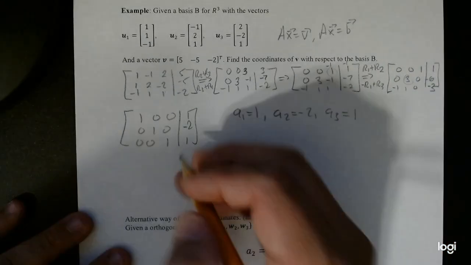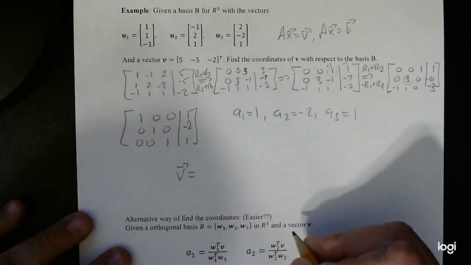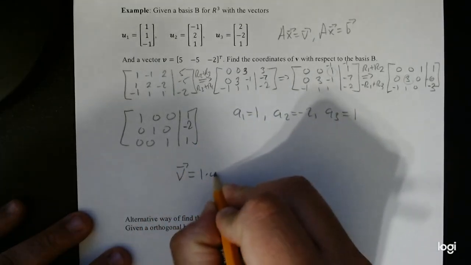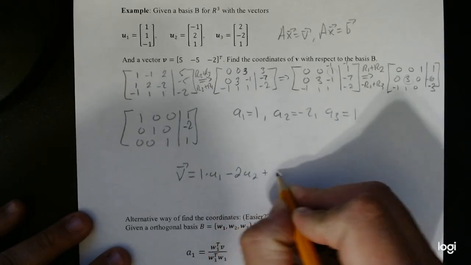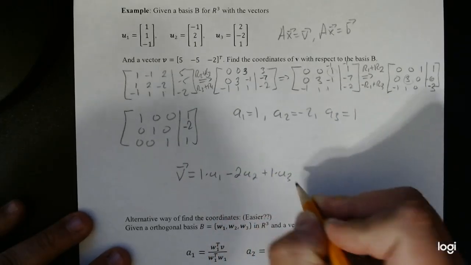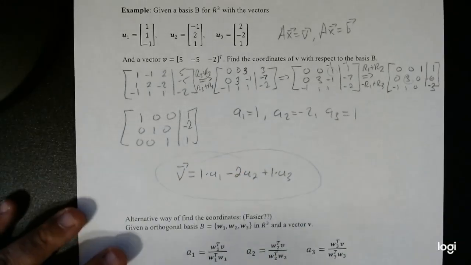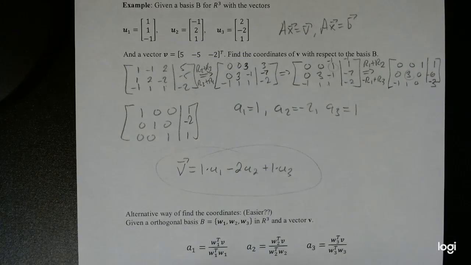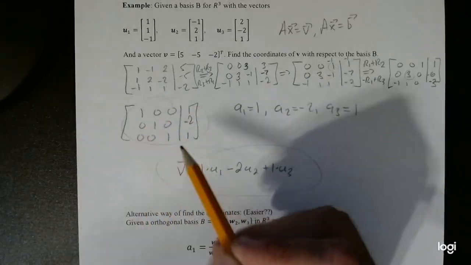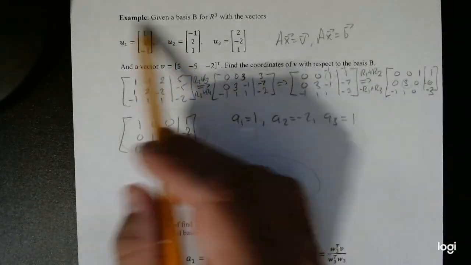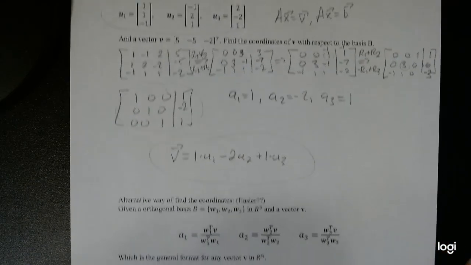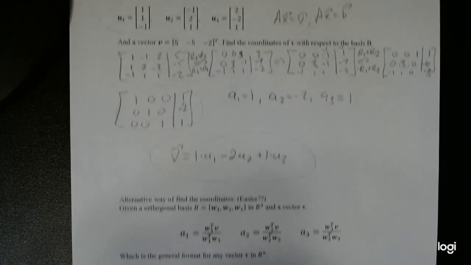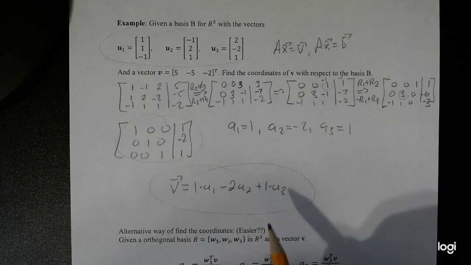So if I go backwards, we could say vector V is equal to 1 times U1 minus 2 times U2 plus 1 times U3. Like that. And again, this is kind of nice because you're guaranteed to work because it has to be a linear combination as long as we already have a basis. Okay, so this is an interesting way, right, when it comes to linear combinations.